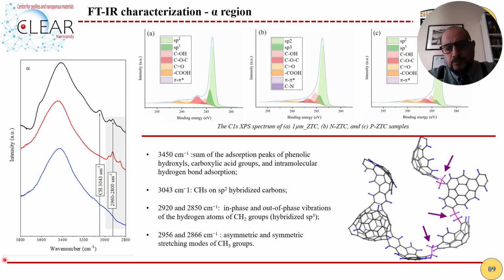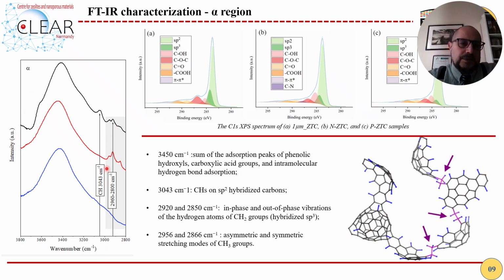In the alpha region, between 2800 and 3800, we can identify three families of bands. The first one, at 3450, is attributed to the OH stretching vibration and is related to the signal that comes from the alcoholic, phenolic, and carboxylic groups. This band is especially intense in the undoped ZTC, which is consistent with its higher surface area and higher content of oxygenated functionalities.